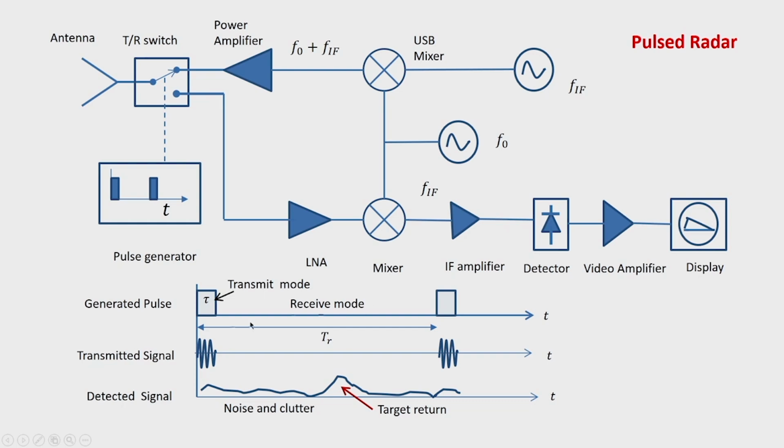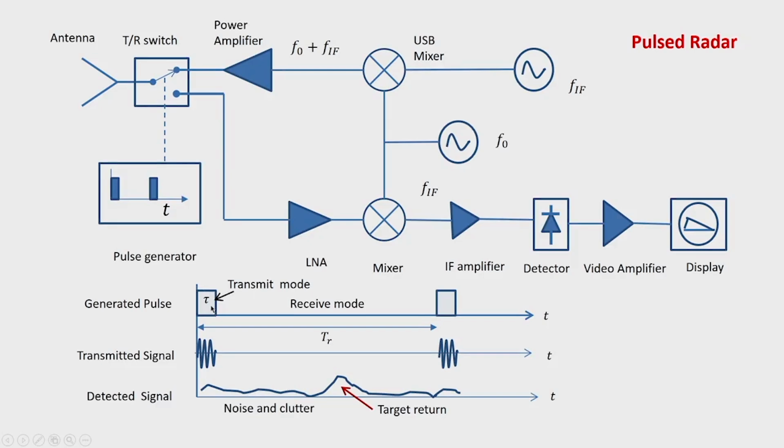So, we can see that after transmitting the RF pulse, the system goes in the receiving mode, and the total time between two pulses is represented by Tr, and 1 by Tr will be the pulse repetition frequency. Usually it is of the order of 100 kilohertz. So, out of this time Tr, only a small fraction of the time tau is used for transmission of the RF signal, and the remaining time the system operates in receiving mode.